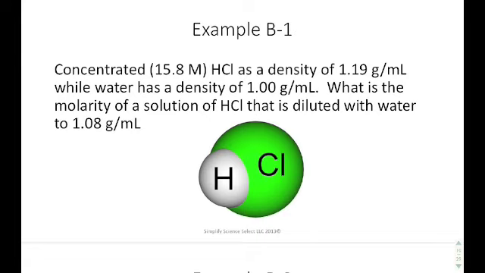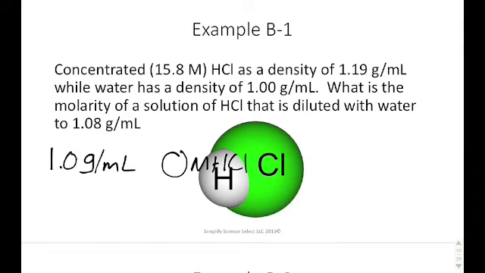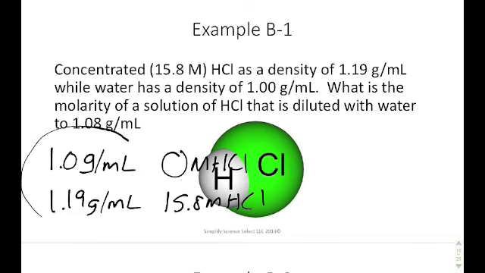You have pure water. Pure water has a density of 1.0 grams per mil, and it has 0 molar HCl. Then you have 15.8 molar HCl, and a density of 1.19 grams per mil. What you can do is set up a ratio here. You can say, of this, how much of the density is due to the change in hydrochloric acid? If you look, I only went from 1 to 1.19.